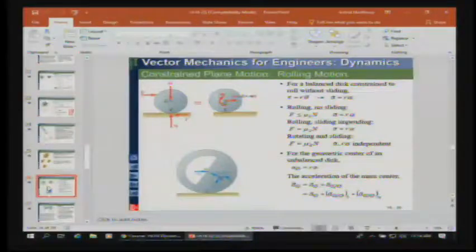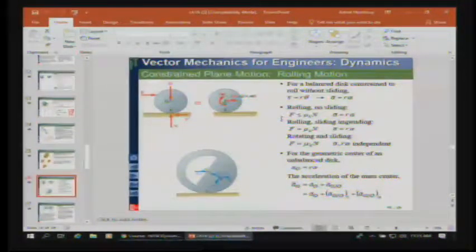here we have a balanced disk that is constrained to roll without sliding. All right, so I like the bottom one. There's a good example. But the top disk is definitely rotating. It's constrained to rotate about its center. Okay, so if it's balanced, it's just going to always be rotating about the center. So we can describe the x variables and what that looks like.